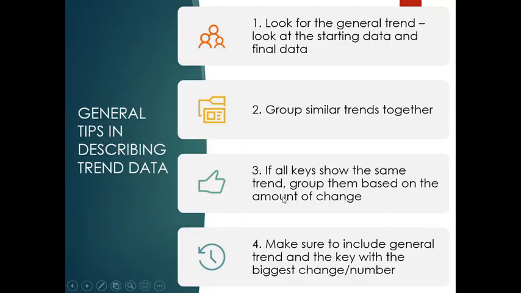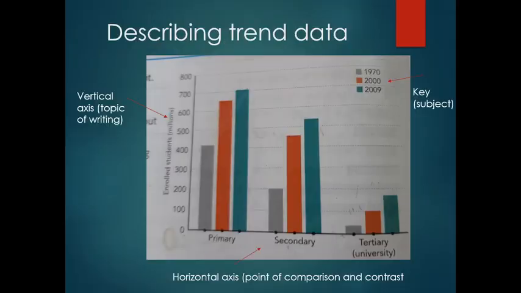After that, what if all the keys show the same trend? Like all of them increased or all of them decreased? If it's like that, you have to group them based on the amount of change. So if you take a look at this data, all of them increased actually. So this increased, right? So secondary also increased and tertiary also increased. So how are we going to group them? By the amount of change, is it a big change or small change?